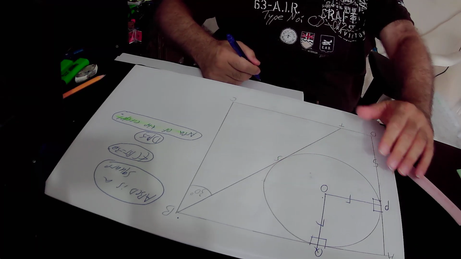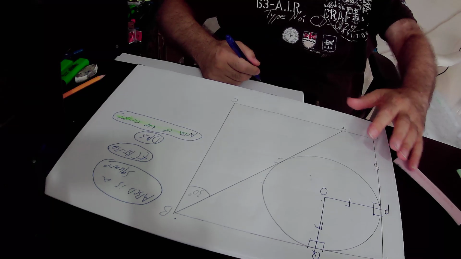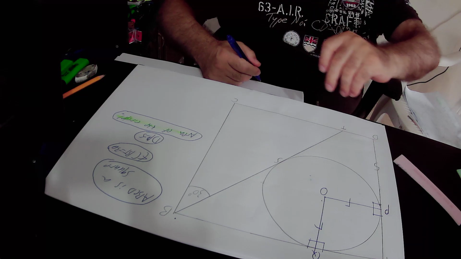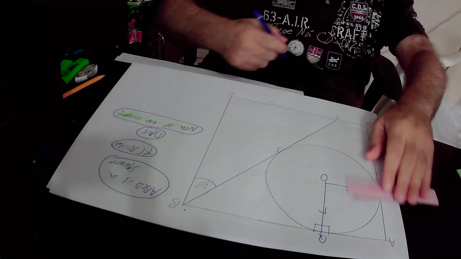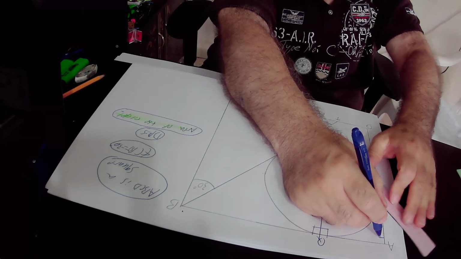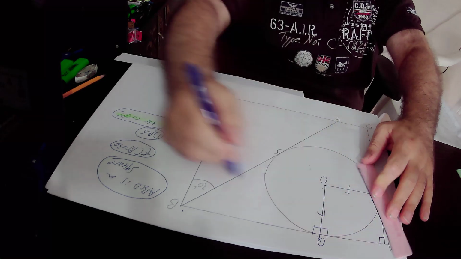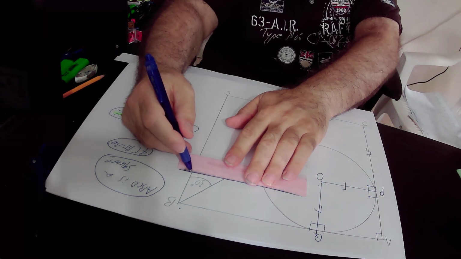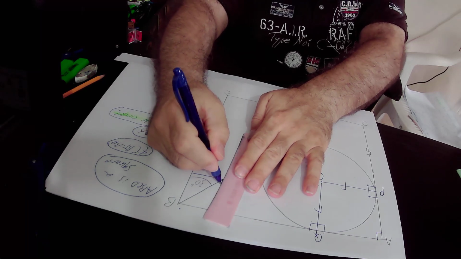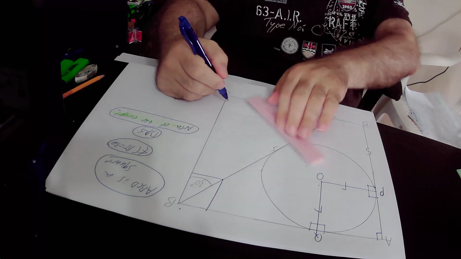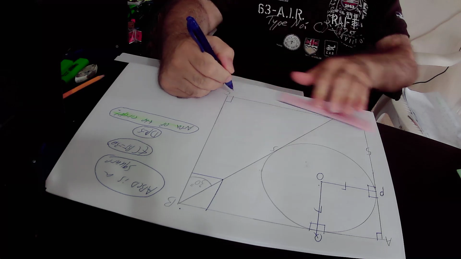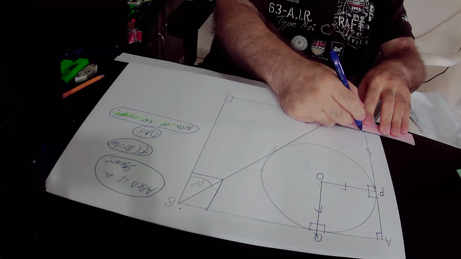You also know that inside square ABCD, all 4 angles are right angles. So this angle equals 90 degrees. This angle in square ABCD equals 90 degrees. This angle equals 90 degrees. And finally, this angle will also be equal to 90 degrees.